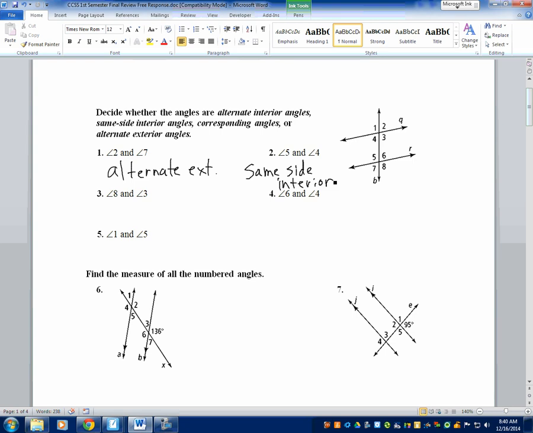So corresponding angles. What about 6 and 4? Yep, 6 and 4 are alternate interior. What about 1 and 5? Also corresponding.